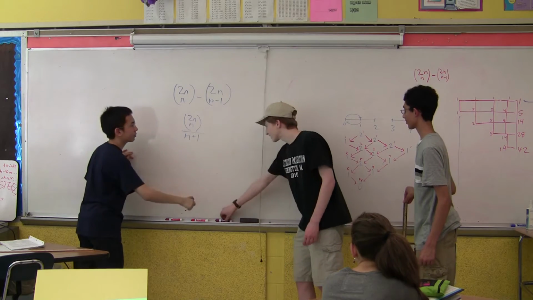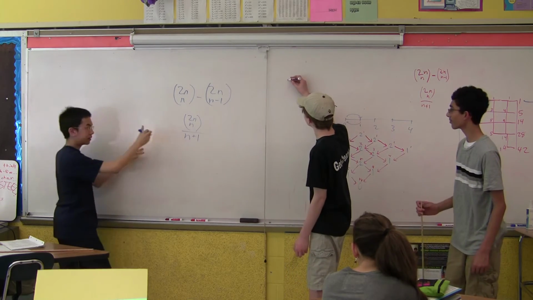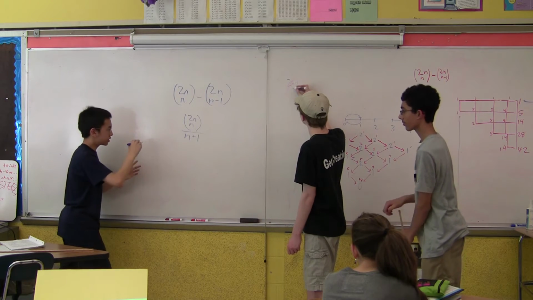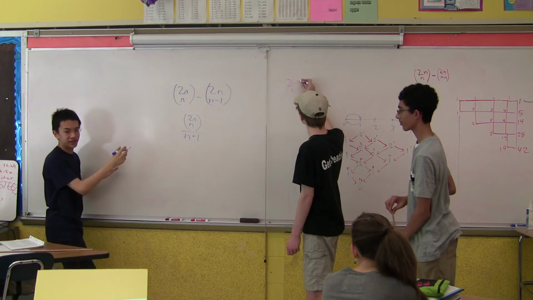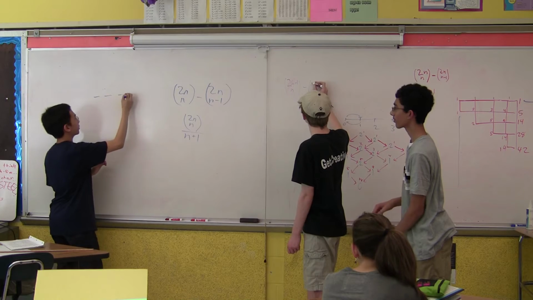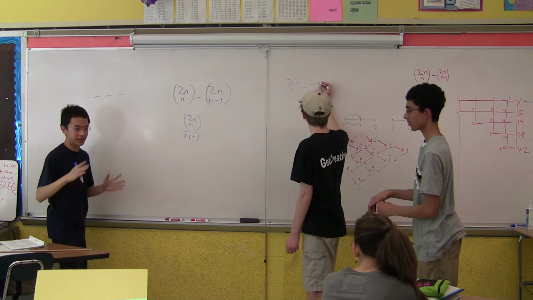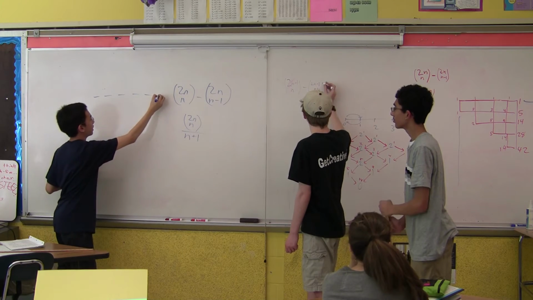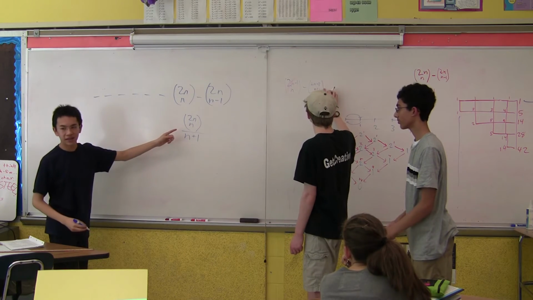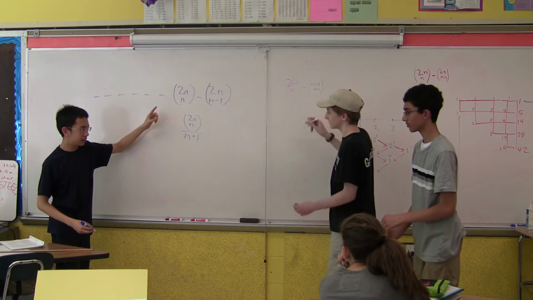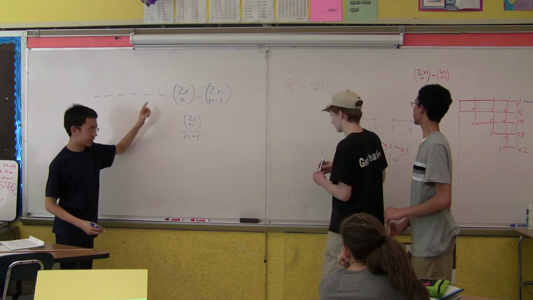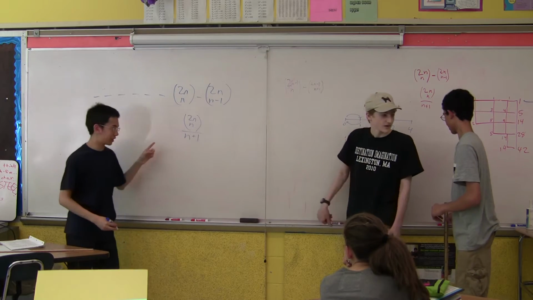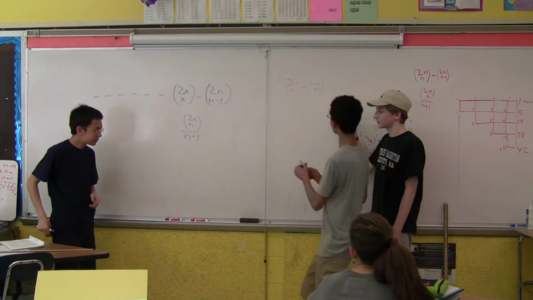2n choose n. If n is the number of pairs of parentheses, then 2n must be the number of spaces, basically the total number of parentheses, counting open and closed. So that's how many spaces you have. Choose n is the number of ways you can choose the spots for the open parentheses, right? Because there are n open parentheses and then n closed parentheses.